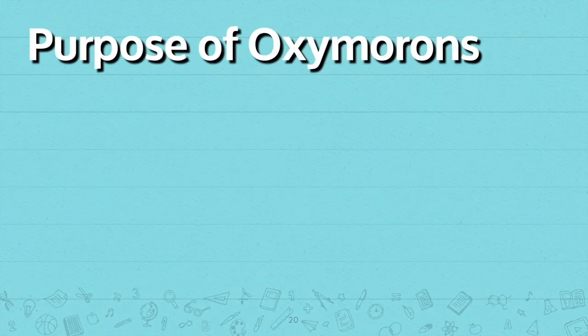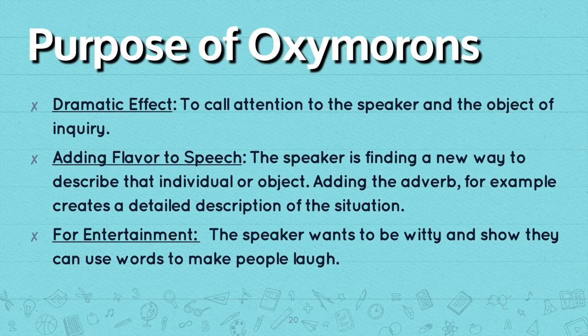The purpose of oxymorons. They're used for dramatic effect, to call attention to the speaker and the object of inquiry, to add flavor to speech. The speaker is finding a new way to describe that individual or object. Adding the adverb, for example, creates a detailed description of the situation. For entertainment, the speaker wants to be witty and show they can use words to make people laugh.